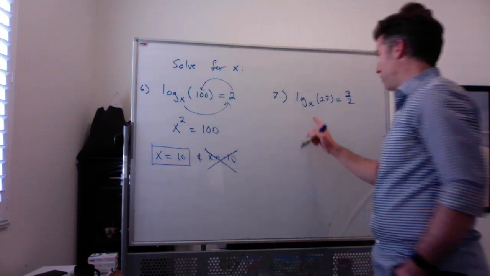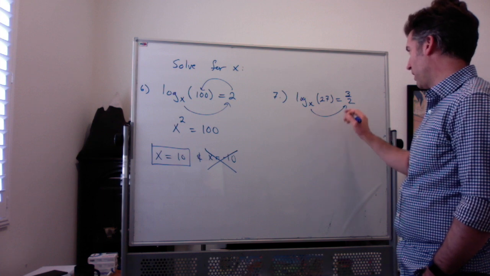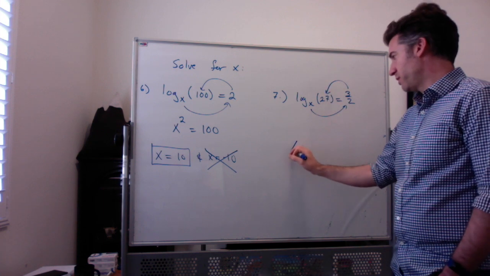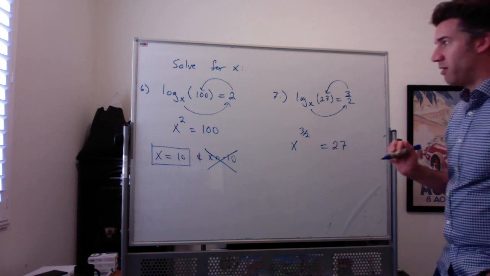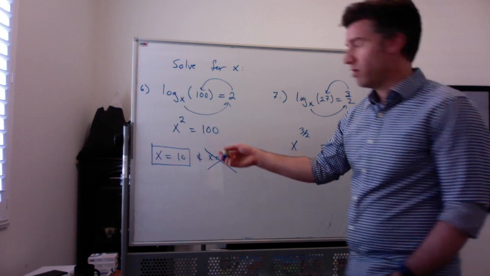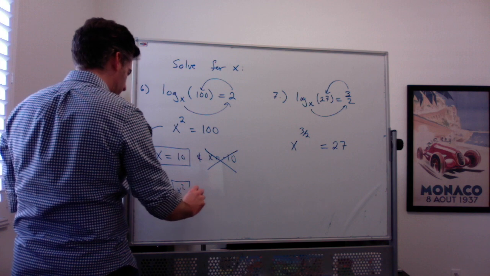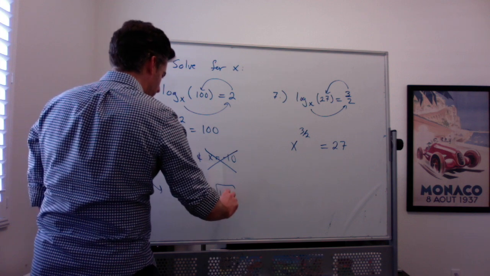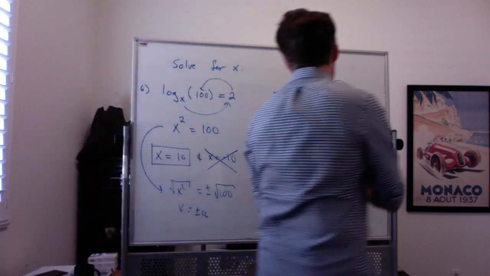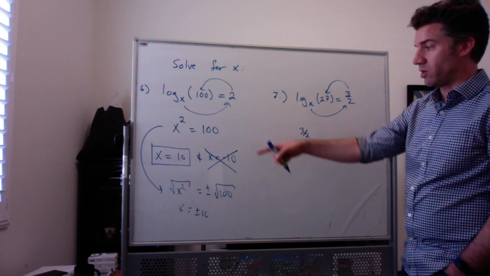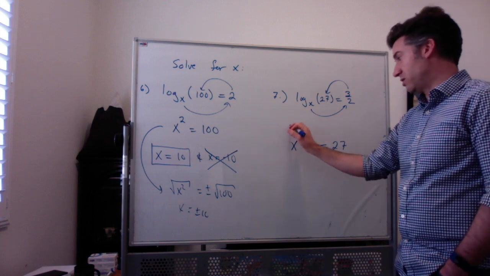So the same thing over here. We have log base x of 27 equals 3 halves. So we're going to rewrite that as x to the 3 halves power equals 27. Our base is x, the power is 3 halves, and it's equal to 27. We didn't actually show the work in the previous one, but the way you could have solved it was by taking the square root of both sides: the square root of x squared is plus or minus the square root of 100, so x equals plus or minus 10, but then we cross out the negative 10. So to undo a square, you do a square root or a 1/2 power. To undo a 3 halves power, you're going to raise both sides to the 2/3.